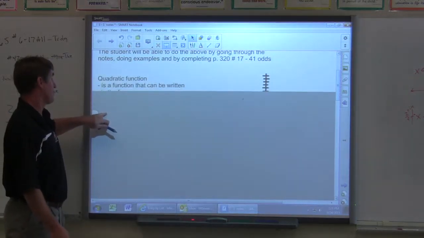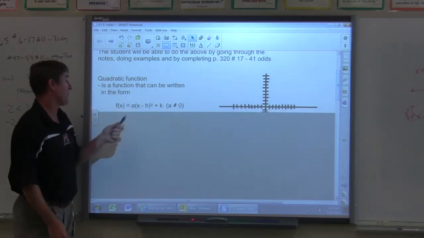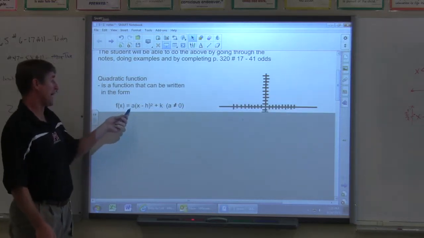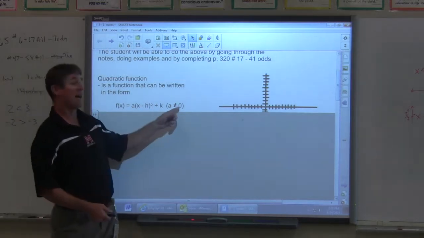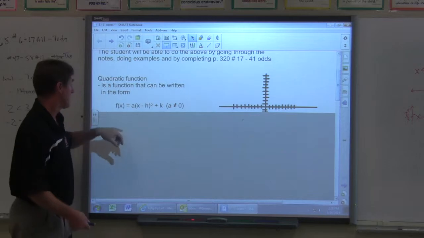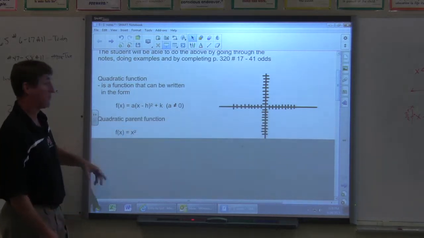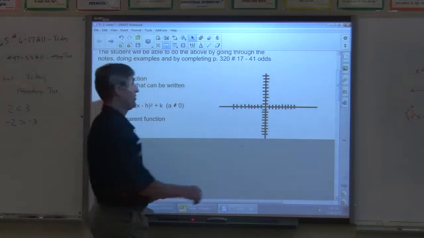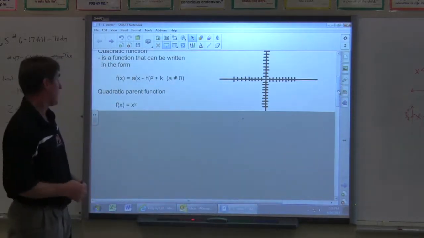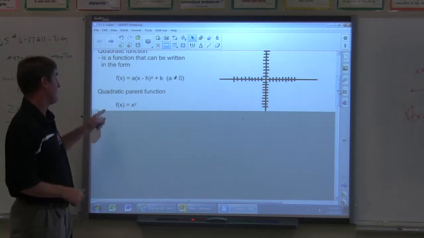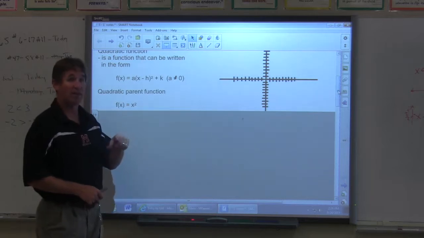So a quadratic function is a function that can be written in the form of f of x equals a times x minus h squared plus k, where a is not equal to 0. It can be anything but 0. The parent function, we've talked about parent functions with absolute value. Again, that's the simplest quadratic we can have, and that would be if we had f of x equals x squared. So let's go ahead and graph what that would look like.